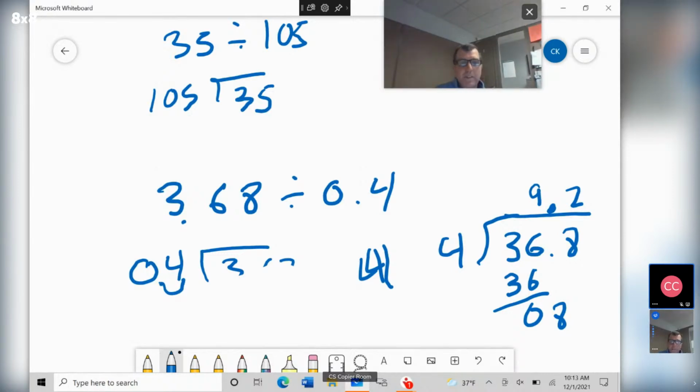Usually what we can do is multiply it by 10 or 100, because that's just going to move the decimal either one point or two points. And if we move the outside one, we have to do the same to the inside.